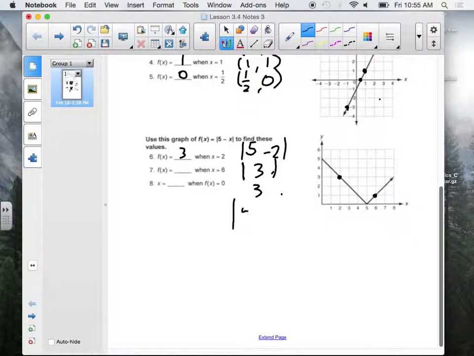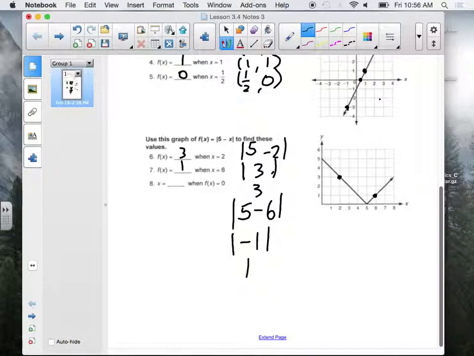Okay, let's do that. So 5 minus 6 is negative 1. Well, it's 1. My bad. The absolute value of that is 1, right? So you're close, Noah. So then when x is 6, f of x is what? 1. And do we get that from the graph too, when x is 6, y is 1? Yep.